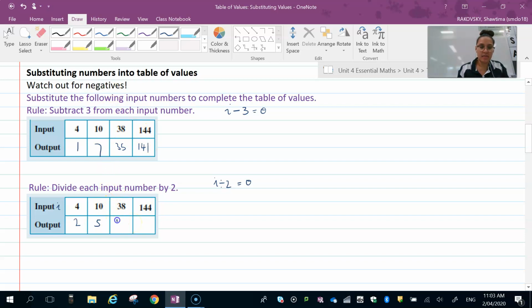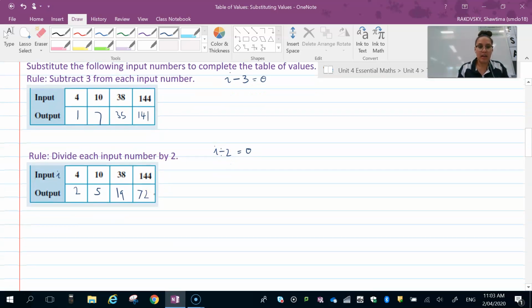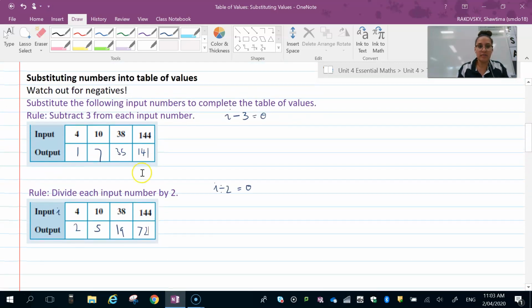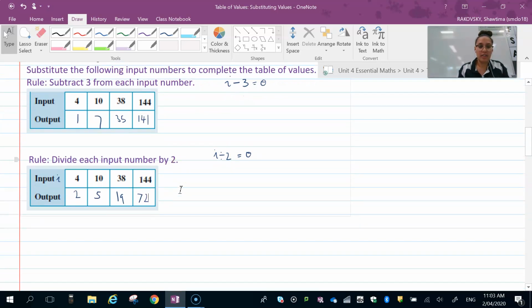I have to think about that one. And I have to think about this one as well. 22, 50, so that'd be 72. Okay, so 144 divided by 2 is 72. Okay, so there we have it. That is, so far, substituting a value using the input rule to find the output number.